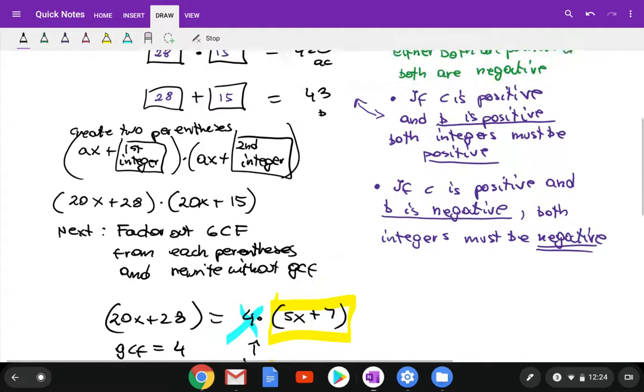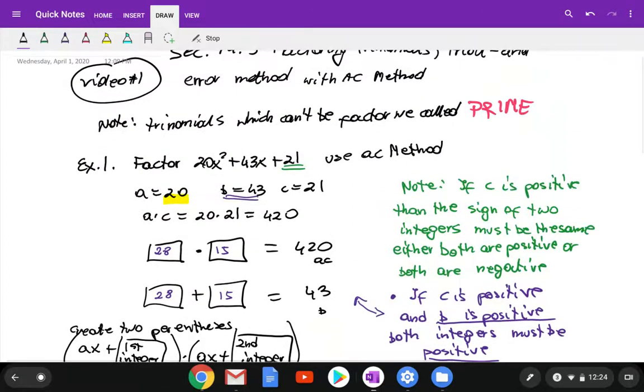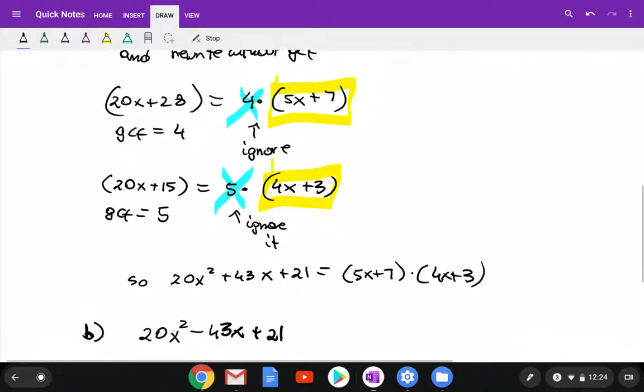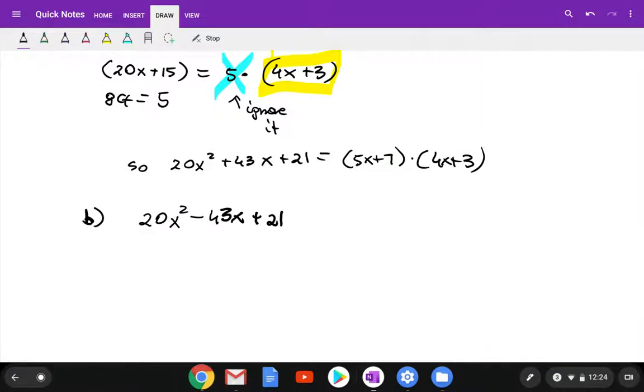In example 1, b was positive 43. Now b is negative 43. Okay, so what do we have? A is equal to 20. B is equal to negative 43. C is equal to 21. So C is positive, b is negative.